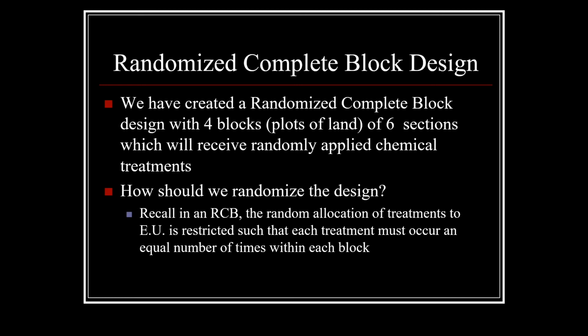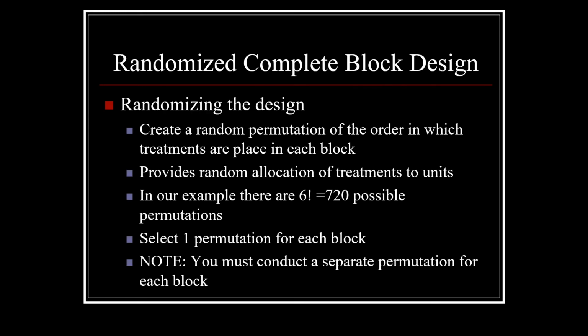So how do we randomize the design? Well, the random allocations of treatment to our experimental unit is restricted in such a way that each treatment must occur an equal number of times within each block. So to randomize our design, we would create a random permutation of the order in which treatments are placed in each block. And this is going to provide random allocations of treatments to units. So in this current example, there are 720 possible permutations, and we select one permutation for each block. But it must be noted, you must conduct a separate permutation for each block.